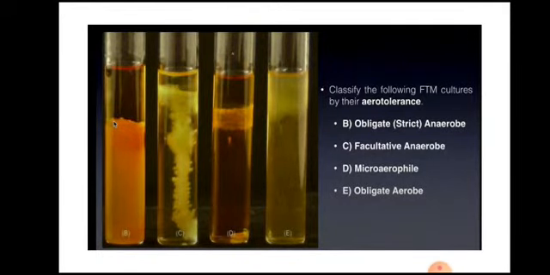So this is how the growth will appear. You can see the first tube here. The strictly anaerobic bacteria are growing in this bottom zone. Then this is the pattern for facultatively anaerobic bacteria.